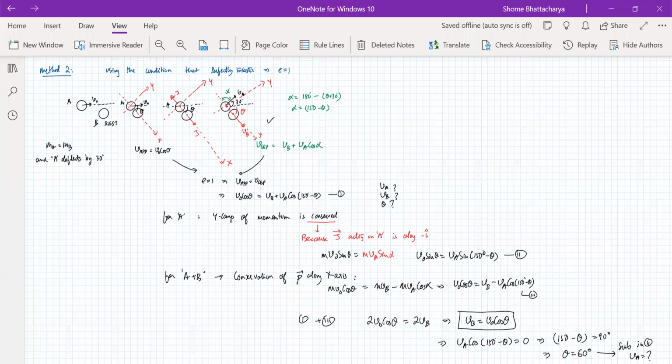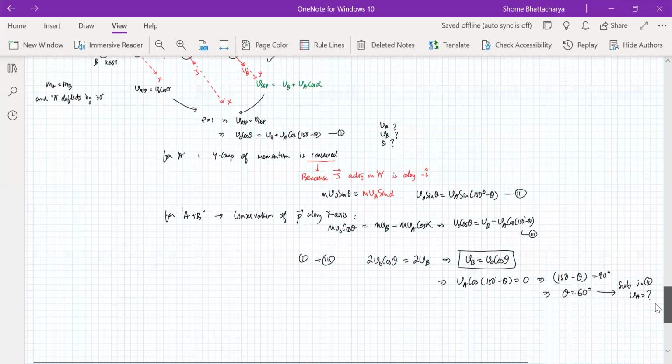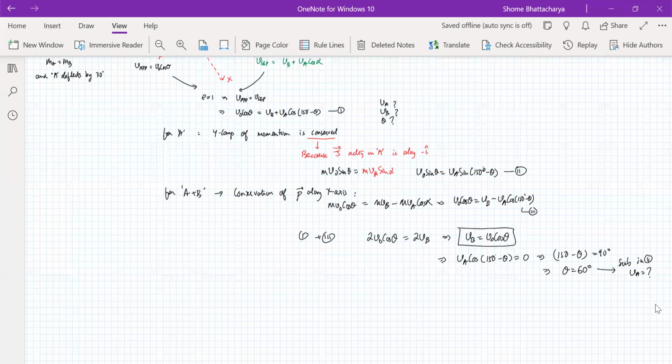Okay, so people, are you getting the values now of VA also by substituting? Yes, we're getting it now. Let's just check. So what is the second equation telling us? It is telling us that V sine 60, because theta is now 60 degrees, is equal to VA sine of 150 minus 60. So that is telling us that VA is equal to root 3 by 2 V naught. Okay, so this is showing us that this method will also work.